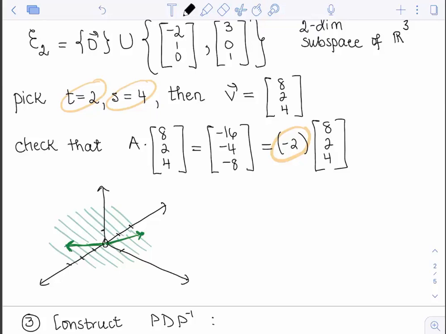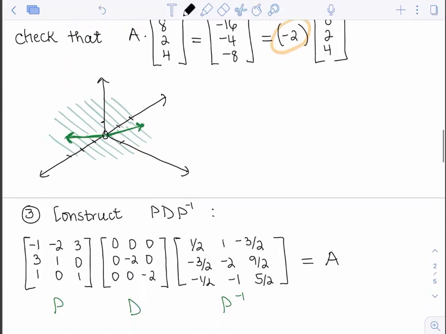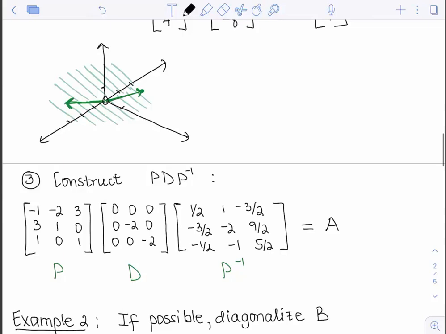So we have 3 linearly independent eigenvectors. That's good, that's what we want, okay? We construct our factorization now. What is our D? D is the diagonal matrix that contains the eigenvalues on its main diagonal, okay? So I have 0, -2, and -2.